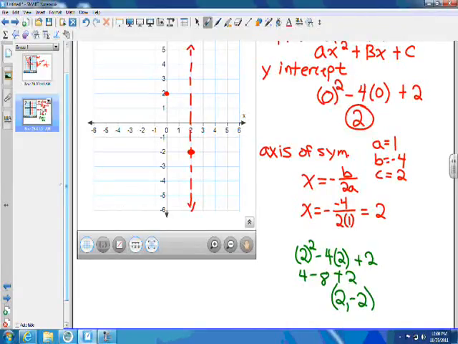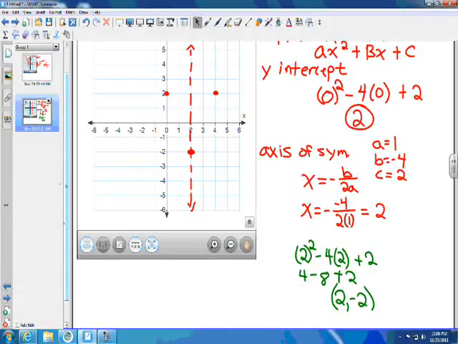So we've got 2 definite points. But since this is your line of symmetry, if you've got this point right here, you've also got this point over here, just using symmetry, because you know it has to be the same on both sides. So you could sketch a parabola at this point with those 3 points. However, I would like you to get a couple more, and that's where the calculators come in.